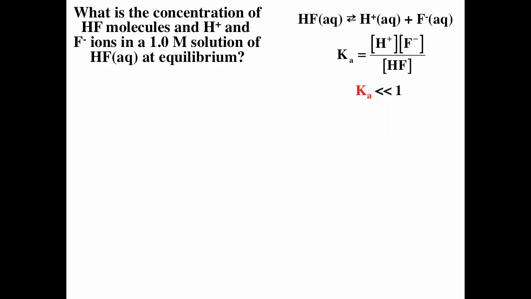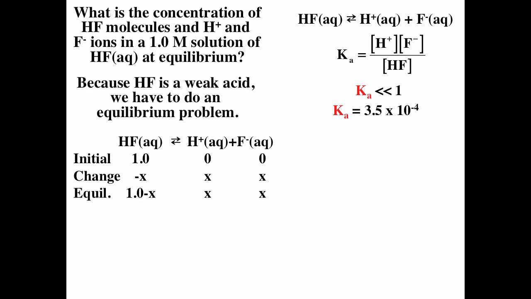Now, if we're looking at a weak acid, HF is a weak acid, what's the concentration of HF molecules, hydrogen ions, and fluoride ions in a 1 molar solution of HF? Again, HF is a weak acid, so it only partially dissociates. If we actually want to calculate how much dissociates, we're going to have to do an equilibrium problem. We could plug in 1 minus x, and x into our equilibrium expression and solve it that way using the quadratic equation. Another way of thinking about it is that Ka is very small, 3.5 times 10 to the minus 4.